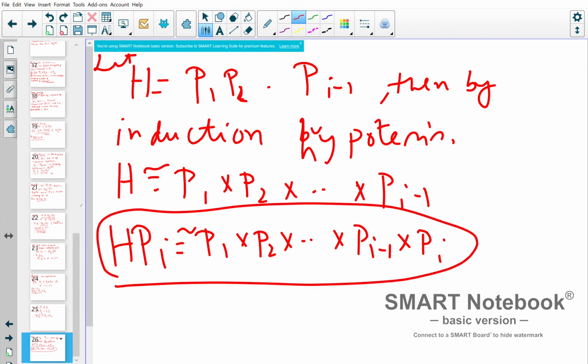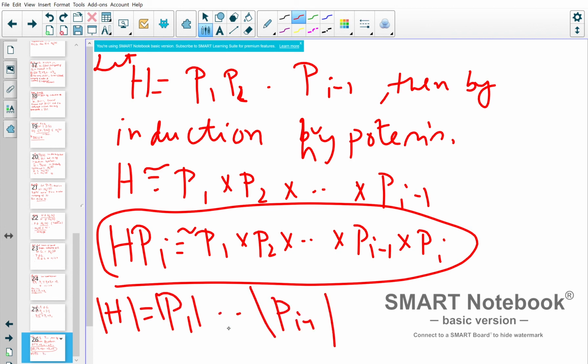Now how to check these two things? To check these two things, I need to first check whether both are normal subgroups or not. And the second thing is that whether they have trivial intersection or not. But you see that the order of H is what? The order of H is the order of P1 dot dot dot order of Pi minus 1. And these are all distinct primes, right? And the order of Pi is also some pi to the power alpha, right? So they are distinct primes, so the intersection has to be always trivial.